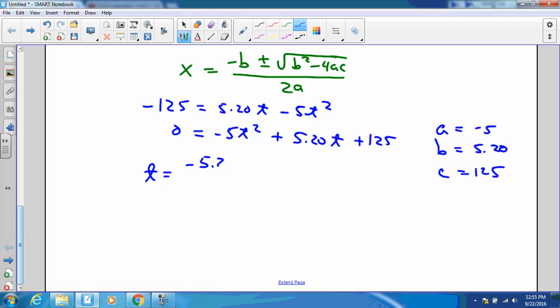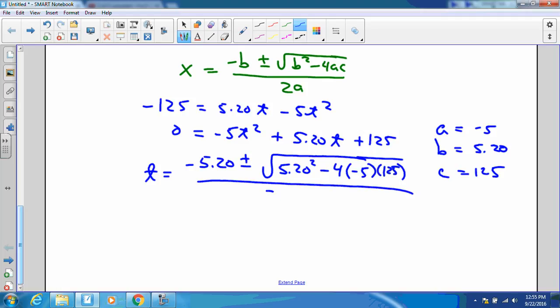And this gives me now t is going to be equal to negative b plus or minus the square root of b squared minus 4 times a times c, all of that over 2a.